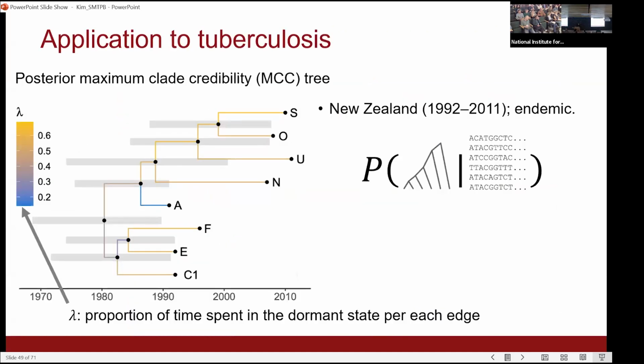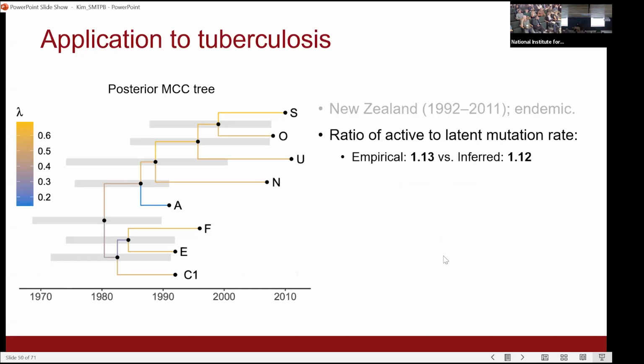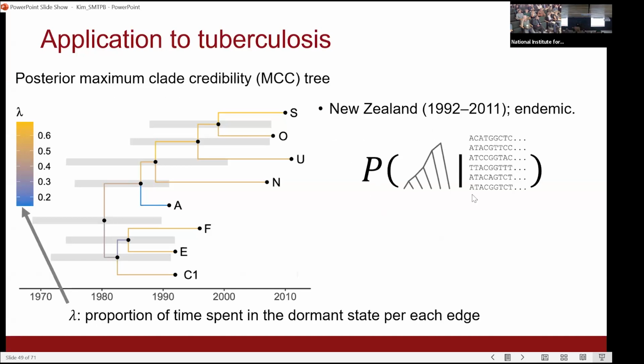But it is very hard to find a lot of literature or experimental data studying this latent infection mutation rate and latent infection process in vivo. So this is one of the few that we can find. It studies the very careful tracing of a few samples in an endemic outbreak of tuberculosis in New Zealand.